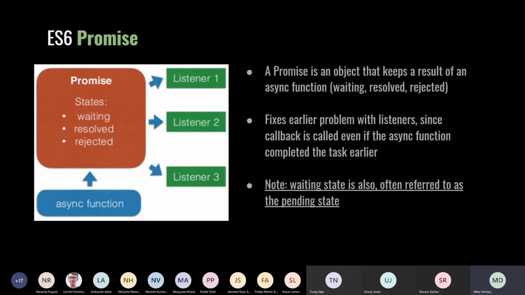So anyhow, it fixes that earlier problem we had with listeners, the .on, since the callback is called even though the async function completed the task earlier. Yeah, so some things can happen, and there's timing issues there with that earlier .on example. So this solves it, right? So one thing to note here is the waiting state is also referred to as the pending state. So you'll get examples where you'll see waiting, result, rejected. You also see pending, result, rejected.